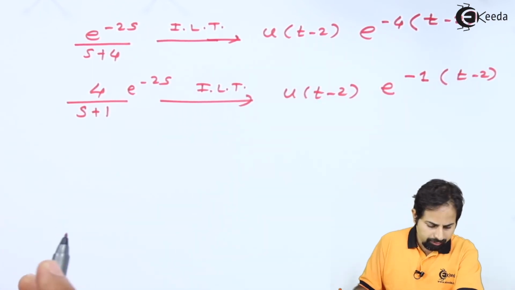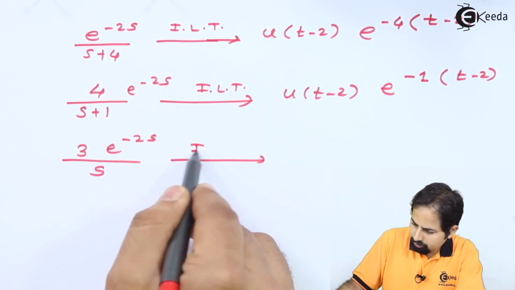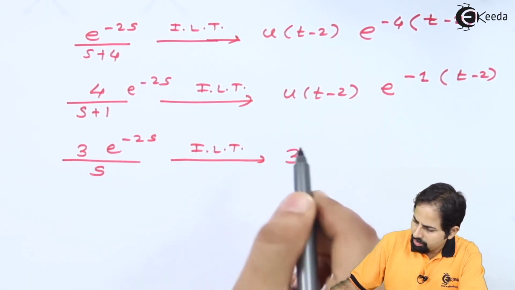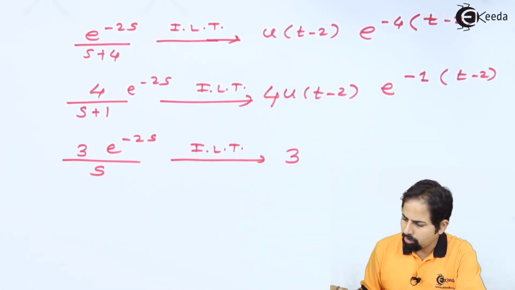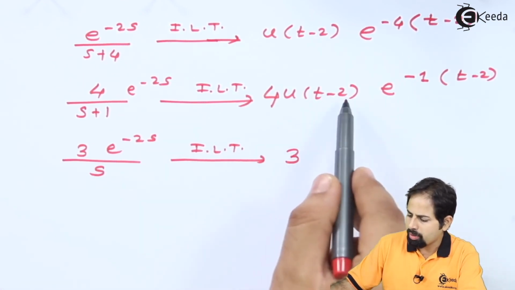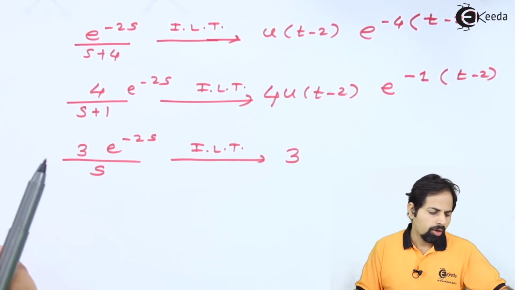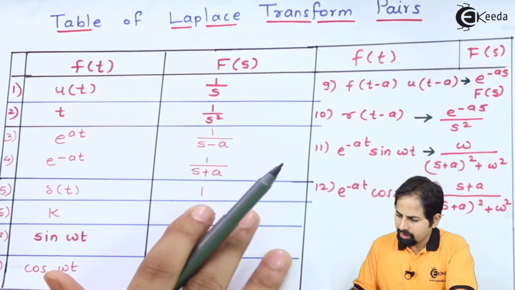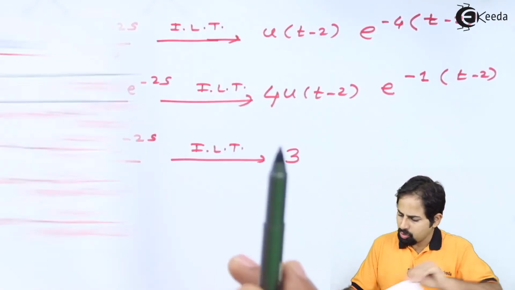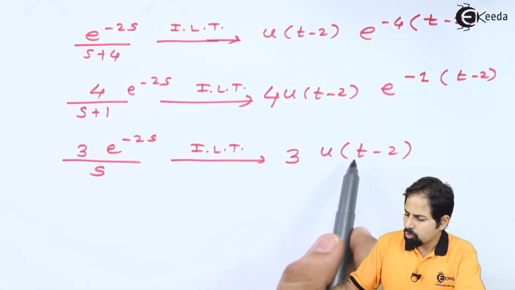And the third term is 3 into e raised to minus 2s upon s, so there is 1 by s only. So 3 into e raised to minus 2s means it is going to be u of t minus 2. Now inverse Laplace transform of 1 by s, you can see in the original table, is nothing but u of t. But that is to be multiplied by the delayed unit step signal. So it is going to be 3 into u of t minus 2.